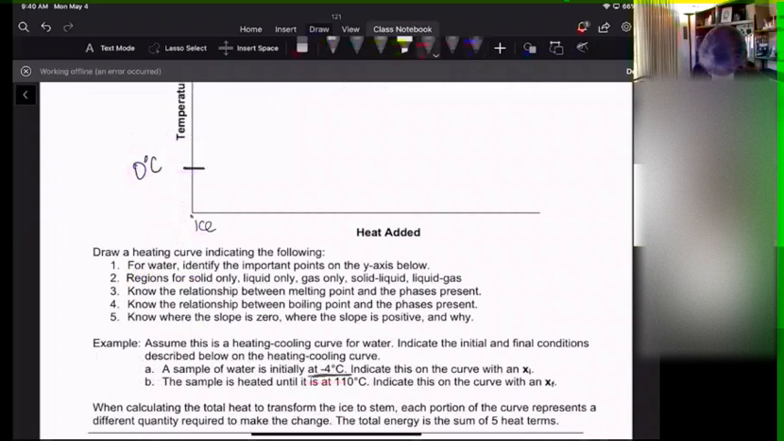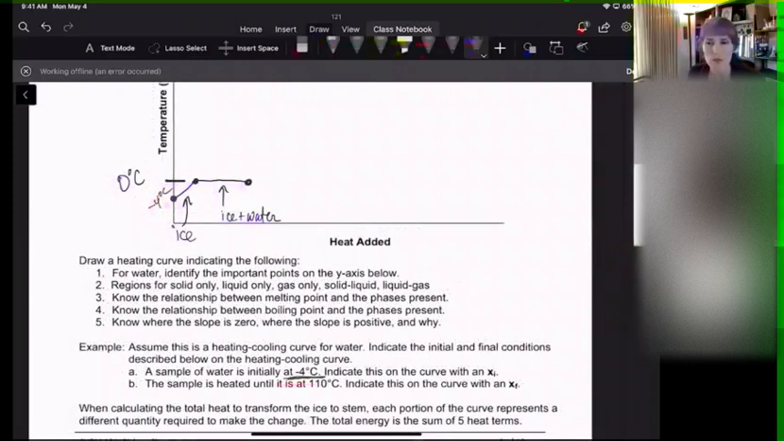So we're going to start at -4, and as I add heat, the temperature is going to go up. Those particles are going to vibrate faster and faster. And when we get to 0, any energy that we add is going to go into melting that ice. So the temperature does not change. What's present in this flat line area where there's no change in temperature? That part has ice plus water.